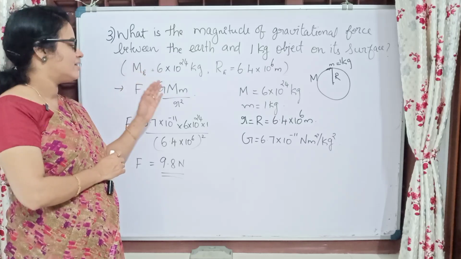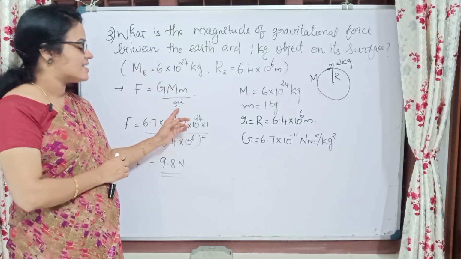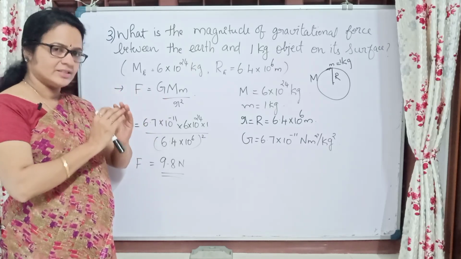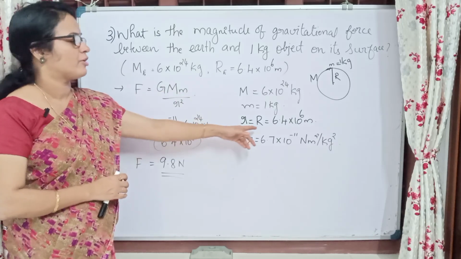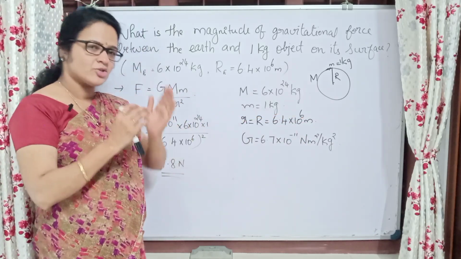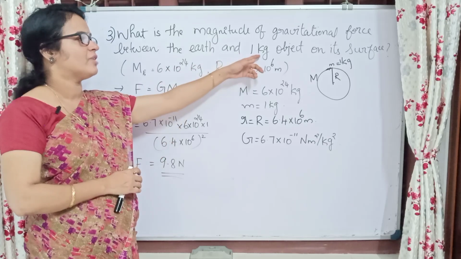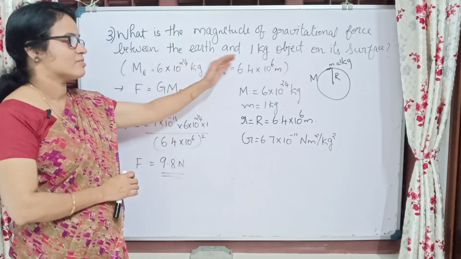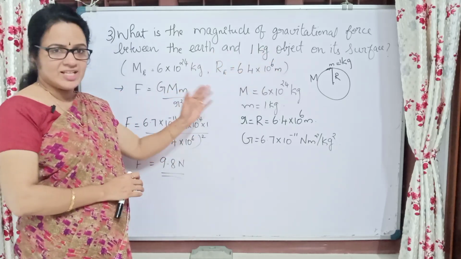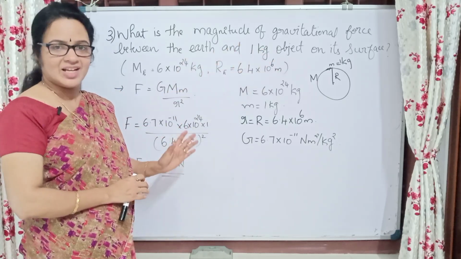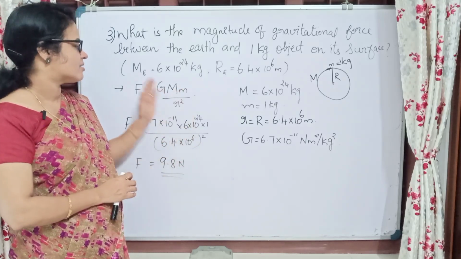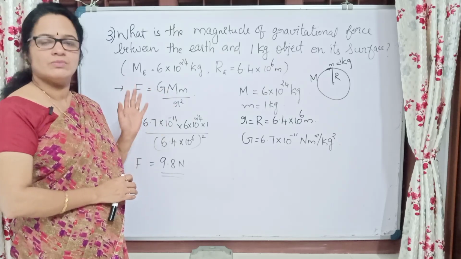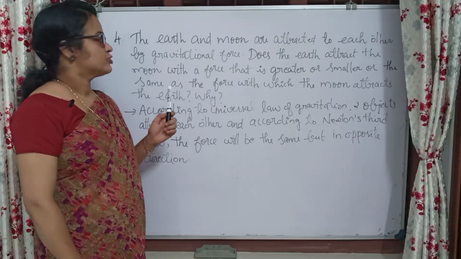So just to remember that here we have to take the radius as the distance between the two bodies, because the earth is having the radius 6.4 into 10 raised to 6 meter, and just on the surface of that we are keeping that 1 kilogram object. That is why we are taking the radius of earth as the distance between the two bodies. Okay, so one is earth and the other one is that object. Clear? So like that we have to calculate the gravitational force between the two bodies. Clear? Now we can move to the fourth question.